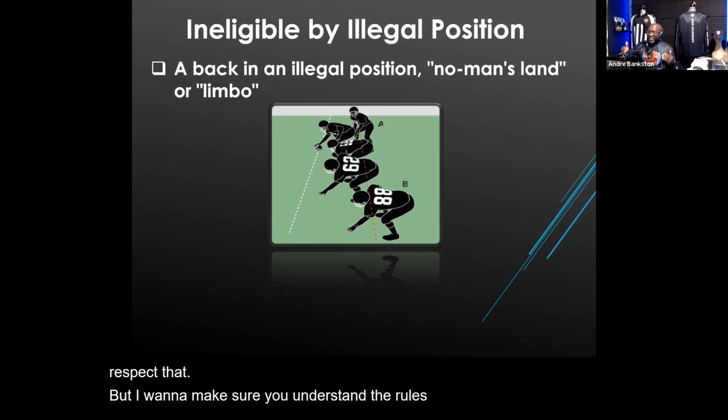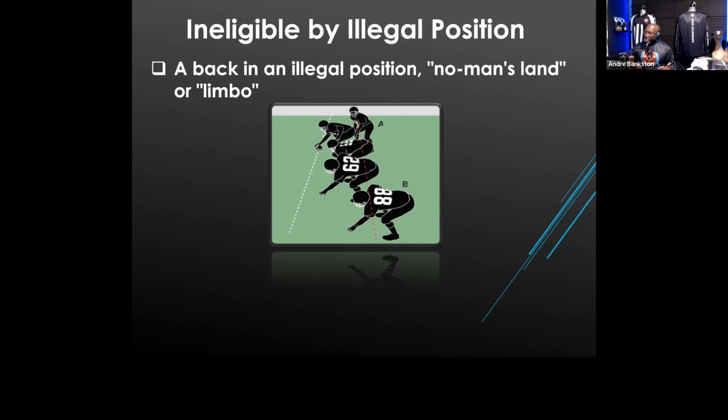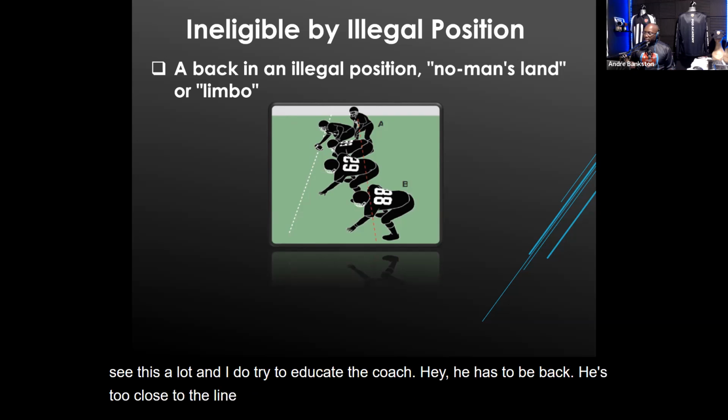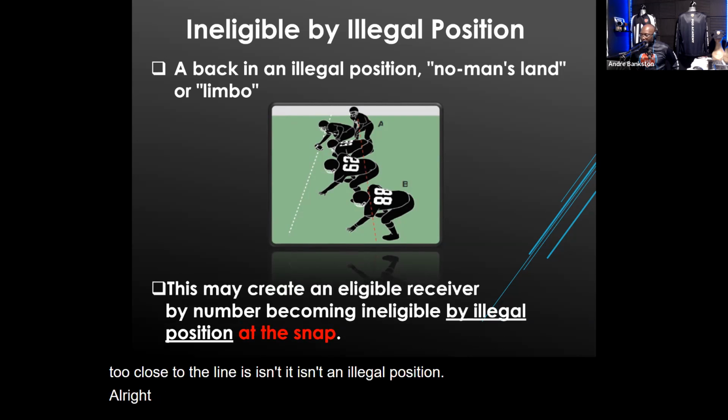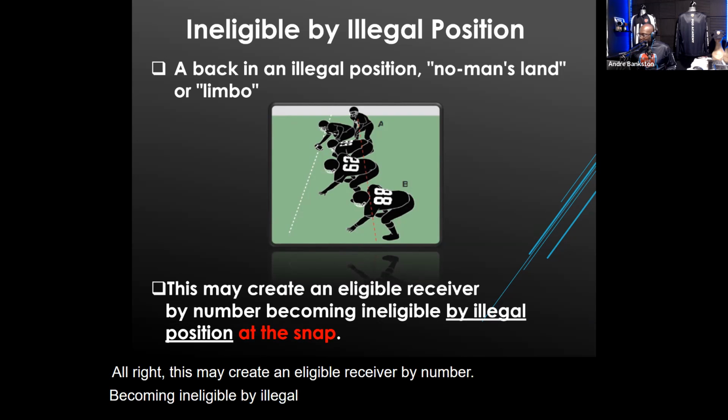In youth football, we see this a lot. And I do try to educate the coach. Hey, he has to be back. He's too close to the line. He's in an illegal position. All right. This may create an eligible receiver by number becoming ineligible by illegal position at the snap.